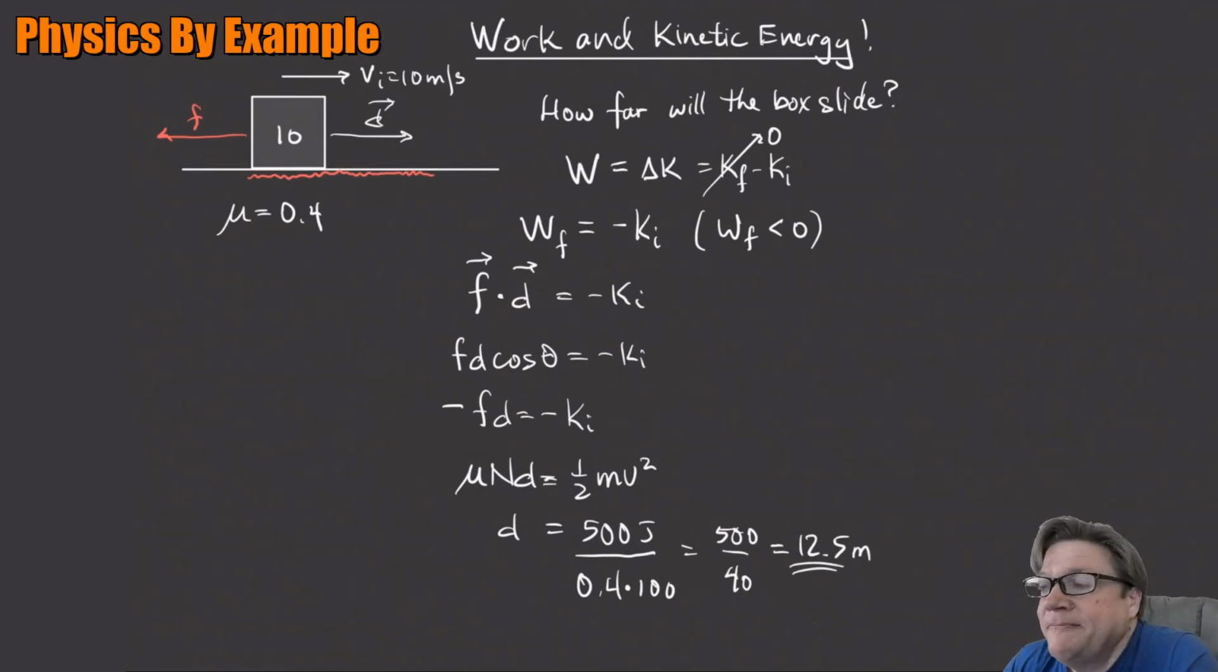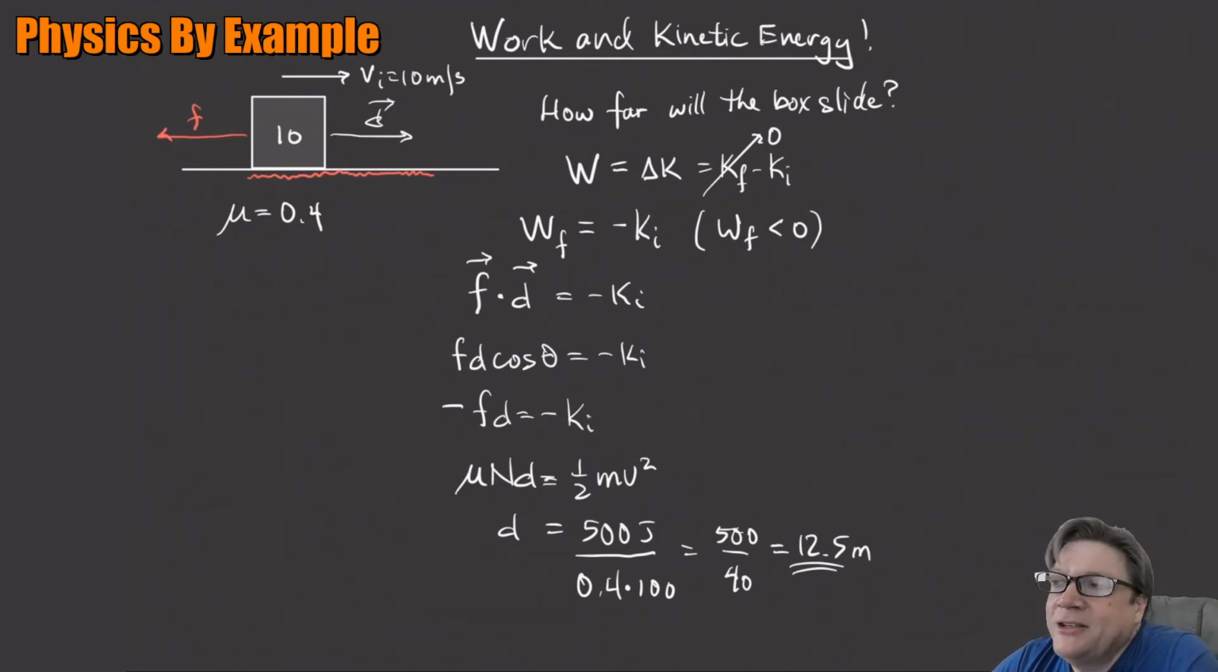or 12.5 meters, right? We start off with 500 joules of kinetic energy, and then all that energy is used up by friction. And so we just need to find out how long will you go, what distance will you go until friction uses up 500 joules of energy. And it turns out it's 12.5 meters. Very cool. So this concept of using up available energy that you start with is a really powerful one.